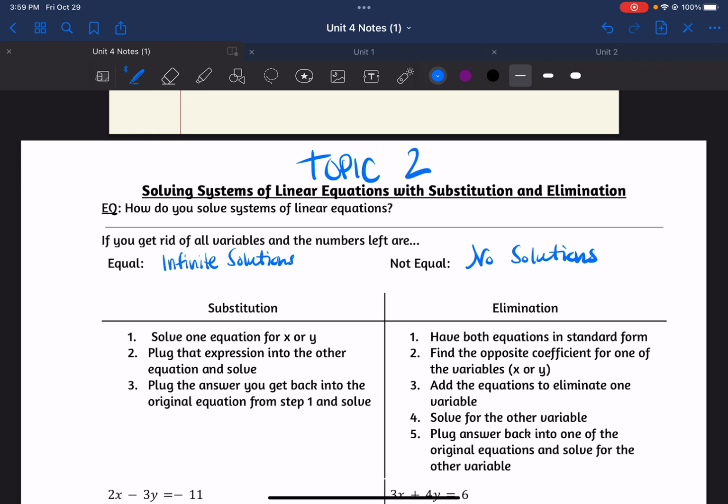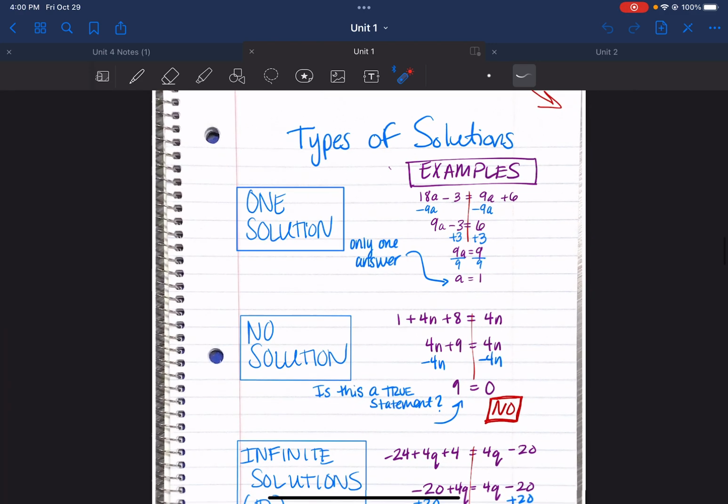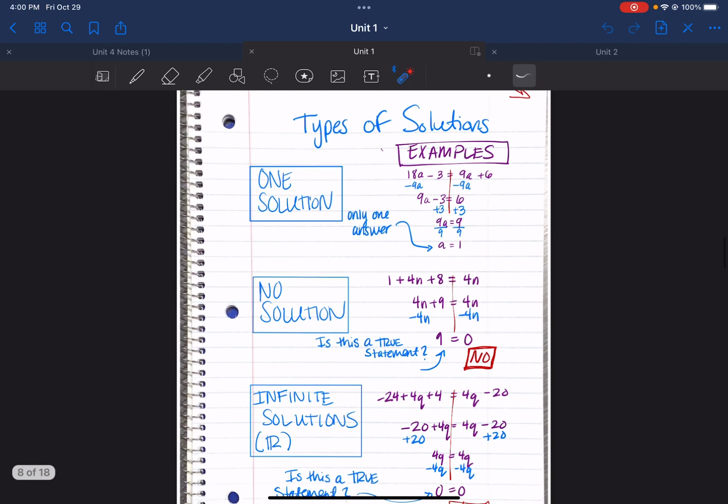All right, cool. So today what we are doing is we are solving systems of linear equations with substitution and elimination. I'm going to explain both of these methods right now, but before I go into it, I want to show you something we've done before. This was in Unit 1, and I actually printed this out so everyone has this. I'm showing you this because it's going to help you with what we're doing today.